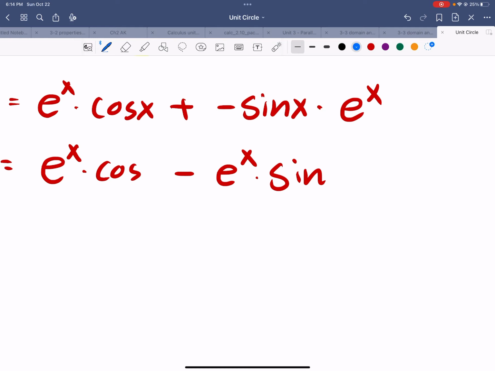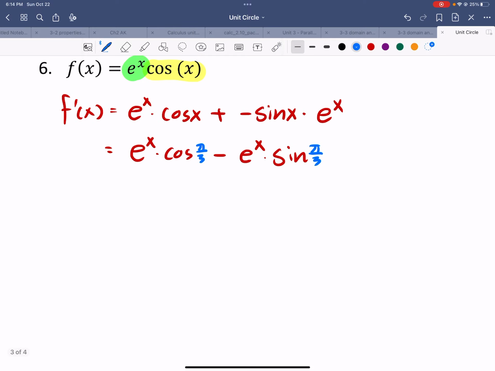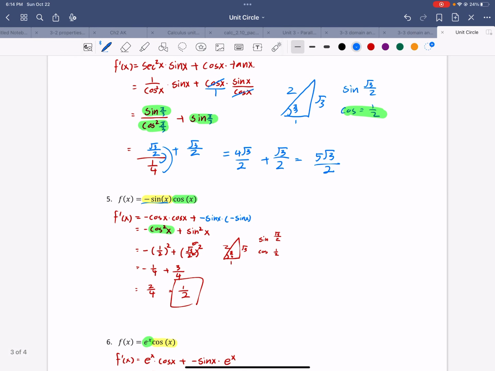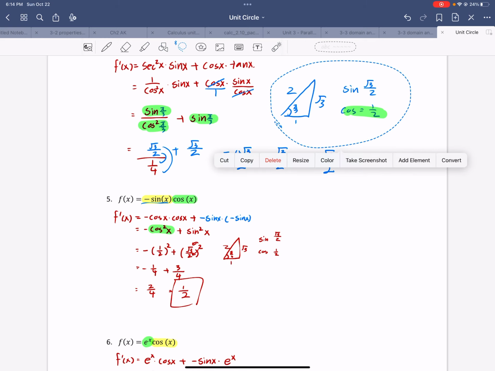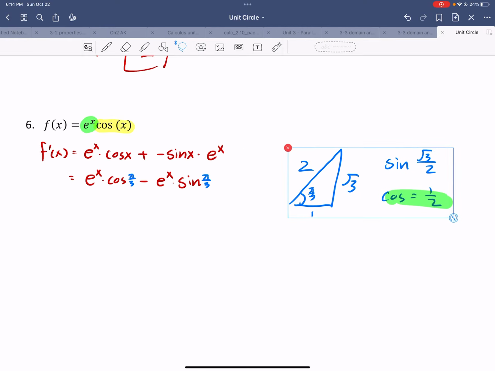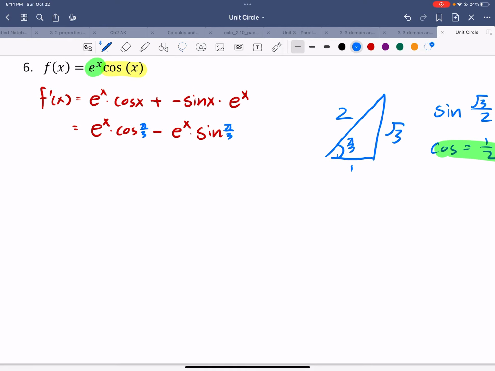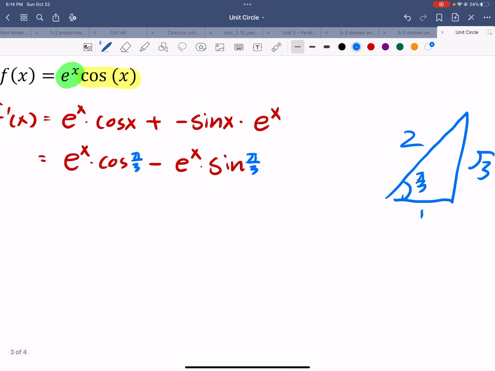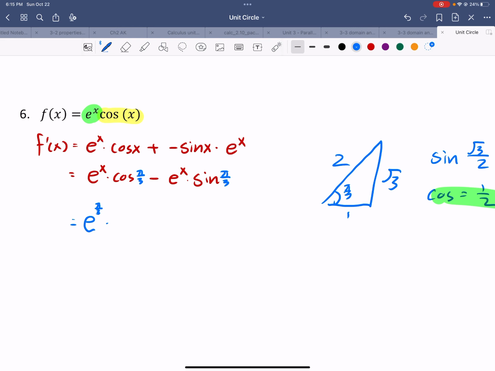Now let's plug in pi over 3. Same thing. Do I have to draw this triangle again? Here we go. Copy. Paste. We got this one here. So let's plug in. But here, do you see this e here? So again, x is pi over 3. So I'm going to put e to the pi third power times cosine pi over 3, which is 1/2, minus e to the pi over 3 times sine, which is square root of 3 over 2.